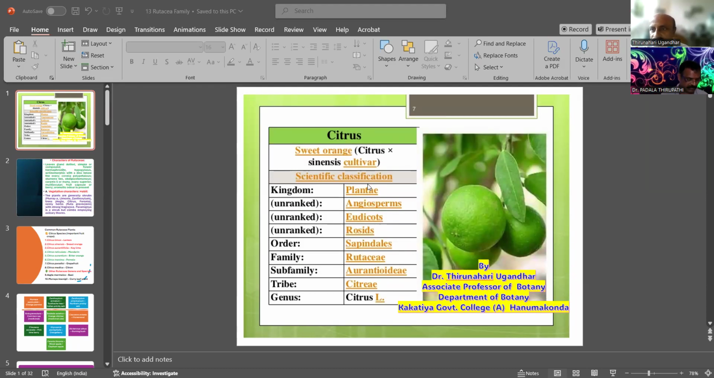The citrus, which is a Rutaceae family member, has this classification: kingdom Plantae, order Sapindales, family Rutaceae, subfamily Aurantioideae, tribe Citreae, genus Citrus. This plant is a major source of vitamin C and also a medicinally important plant.